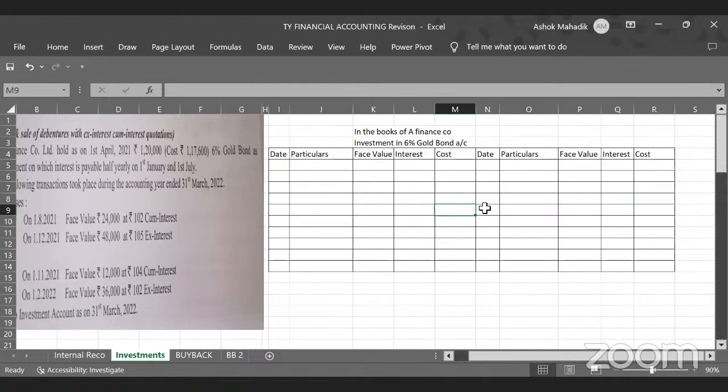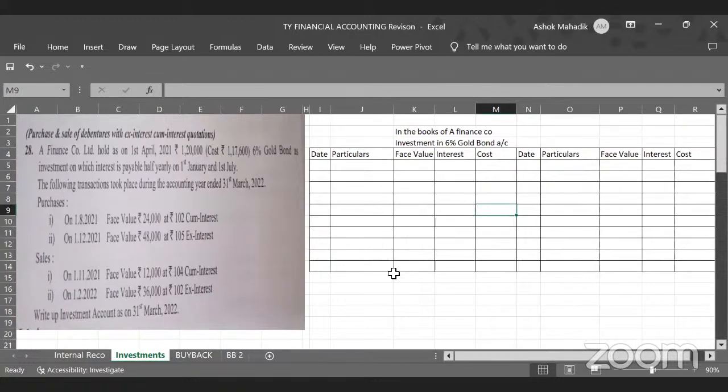Okay, so we have ledger account now. In the books of a finance company, investment in 6% gold bond account. So this way, from the question itself, you can derive the account name. What I suggest, whenever you have paper, if the transactions are jumbled up, you can put them in an order. So let me show you how you can do it.